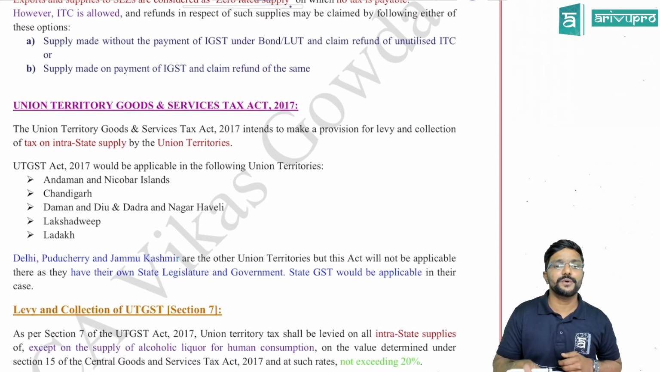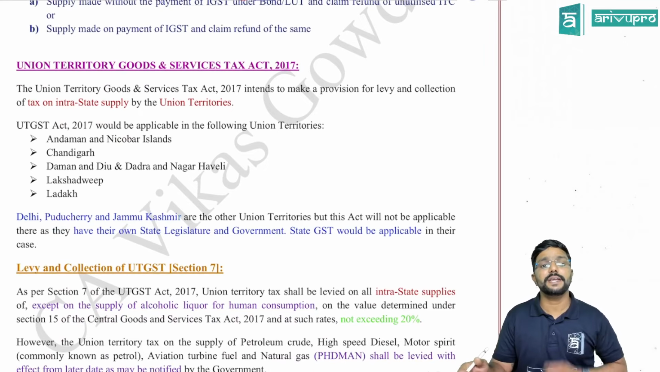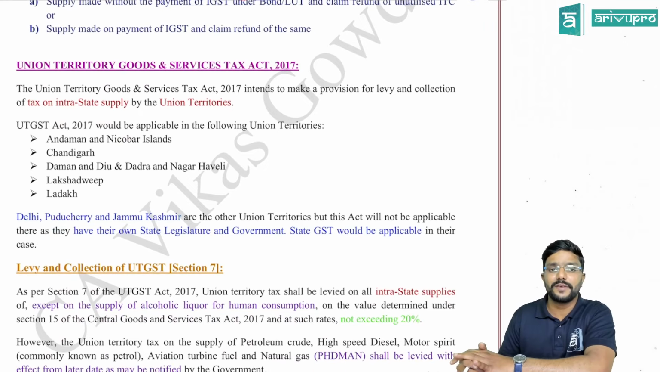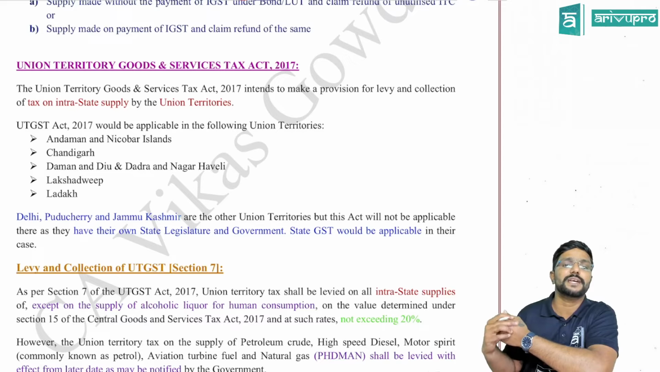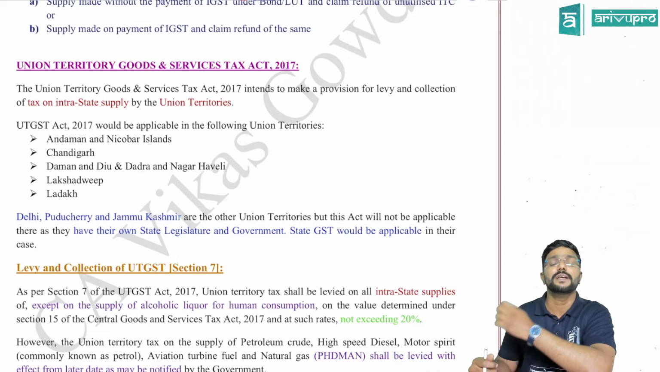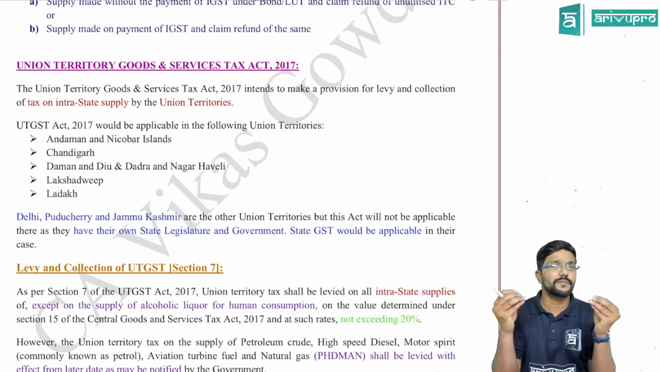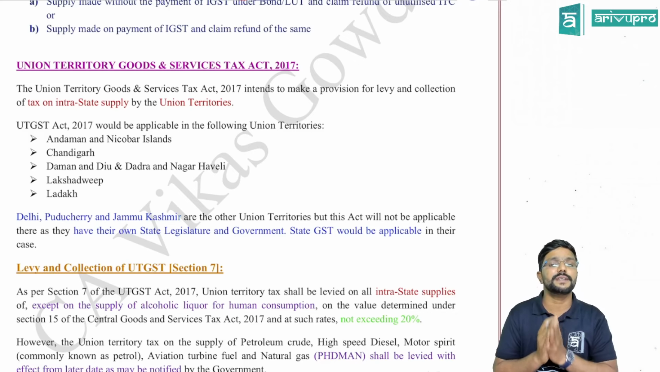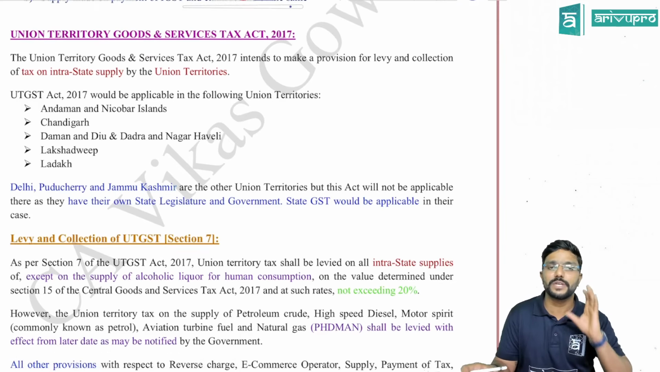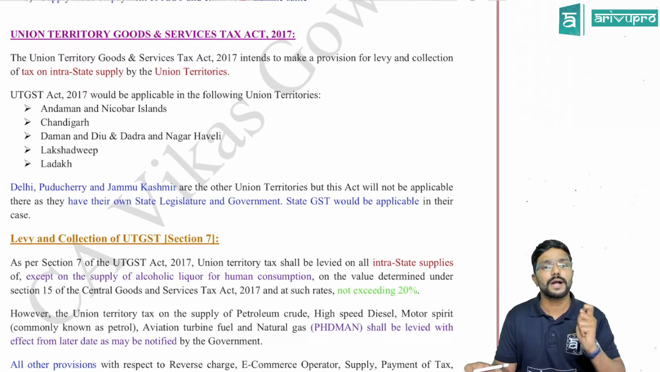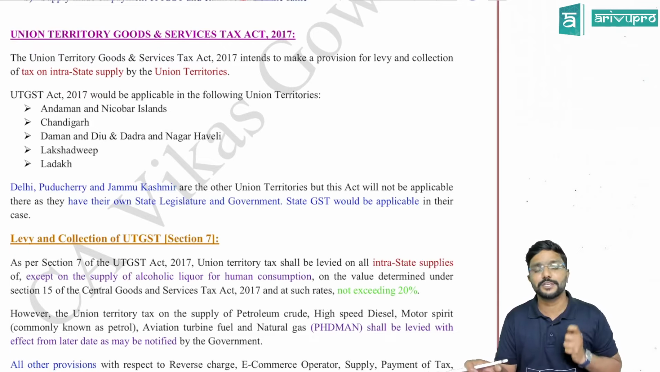Then coming to the UTGST Act, the Union Territory Goods and Services Tax Act 2017 intends to make a provision for levy and collection of tax on intrastate supply by the Union Territories. That is, whenever the supply is within the Union Territories. For GST purposes, there are only 5 Union Territories. What are those? Andaman and Nicobar Islands, Chandigarh, Daman and Diu, Dadra and Nagar Haveli, Lakshadweep, Ladakh.